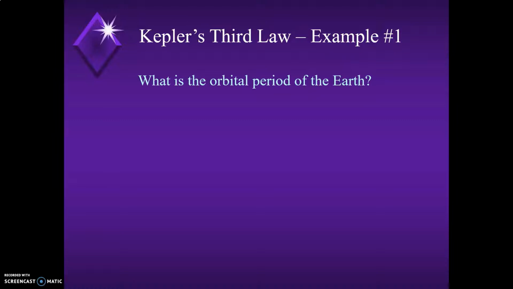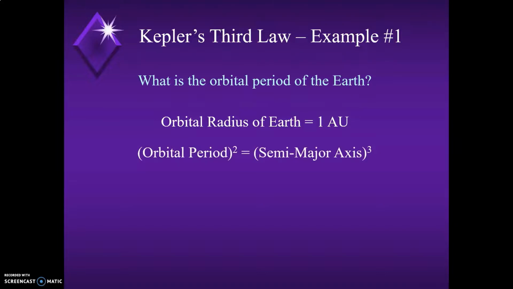The first thing you want to do whenever you're trying to solve any problem is always write down the formula first. Always. Look at the question and then try to figure out what formula to use. Once you figure out the formula, write it down. So we know the orbital radius of the Earth. I've already told you, anytime you see orbital radius, that means the length of the semi-major axis, is equal to 1 AU. That's equal to 93 million miles. That's a given, because I've told you that. So we plug that into the formula.